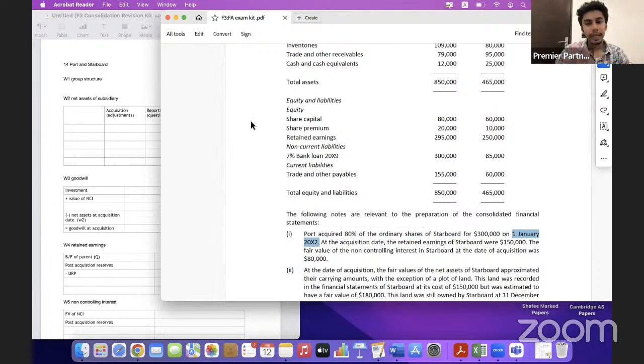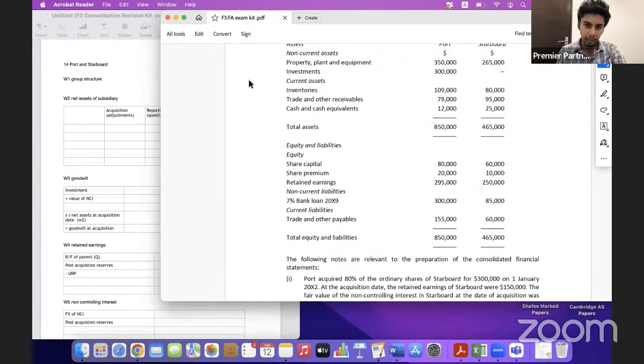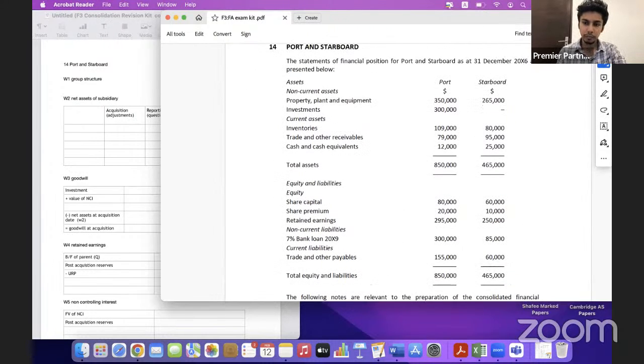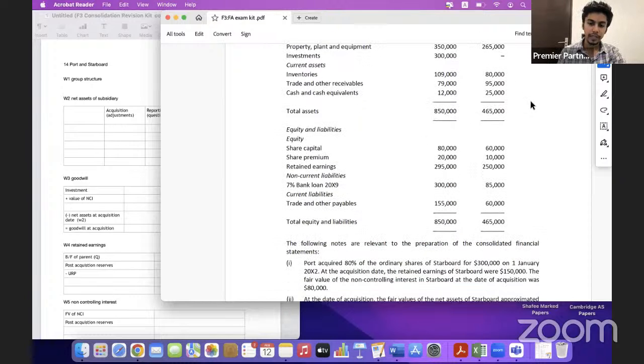Now, normally you can have two types of question: a mid-year subsidiary and a full-year subsidiary. So I'm planning to cover both types of questions with you today. Let's see what's happening over here. Our question is for 2006, the 31st of December 2006. When I go to the requirement, it says Port acquired 80% of Starboard on January 2002. Can you see? Four years ago, we bought the company.